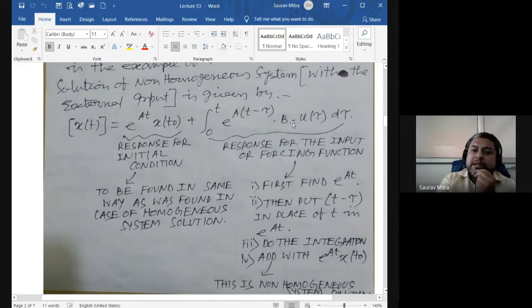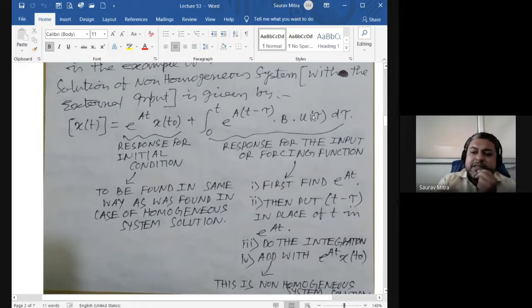So if you multiply all this, you will get a 2 cross 1 matrix. That means two integrations you have to do, one for the upper first row, another for the second row. So again, e raised to A (t minus tau) is a 2 cross 2 matrix, and B is a 2 cross 1 matrix. If you multiply them, you get e raised to A (t minus tau) into B, a 2 cross 1 matrix. That means first row, second row, each with d tau, integrated from 0 to t.